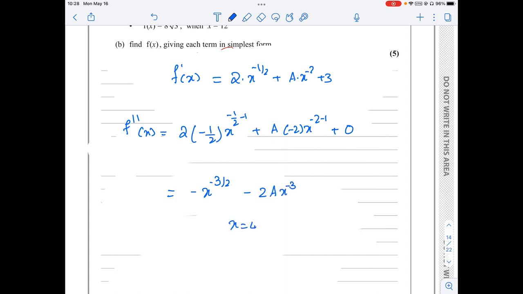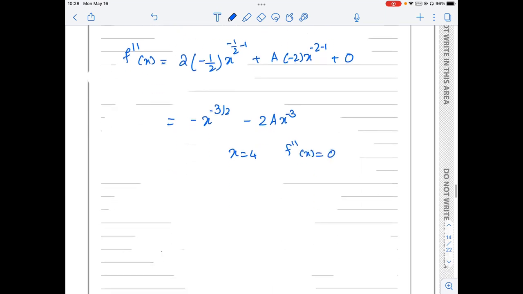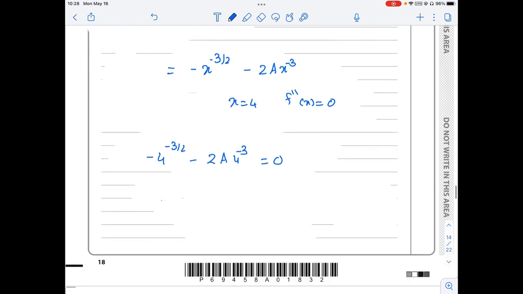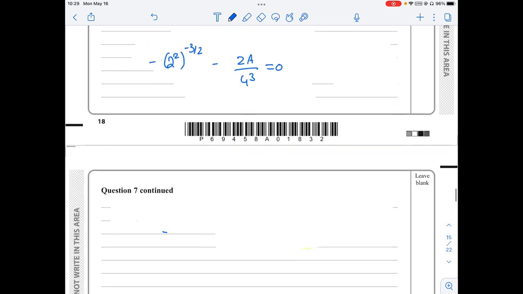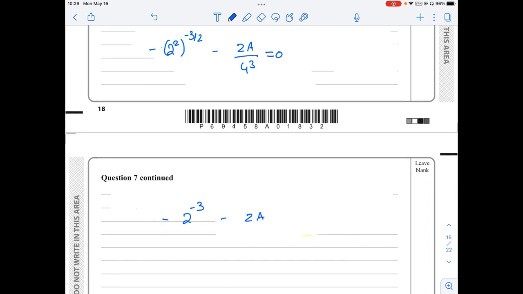But when x is equal to 4, f double prime x is equal to 0. So plug in 4 over here: minus 4 to the power of minus 3 upon 2 minus 2a times 4 power minus 3 is equal to 0. So minus, 4 is 2 square, whole power minus 3 upon 2, minus 2a upon 4 cube equals to 0. So it becomes minus 2 to the power of minus 3, minus 2a upon 4 cube, which is 64, equals to 0.